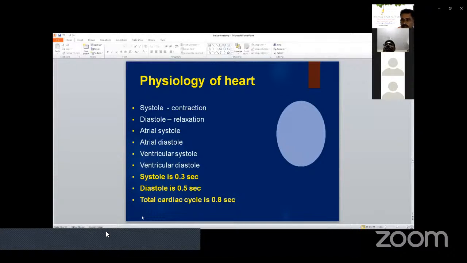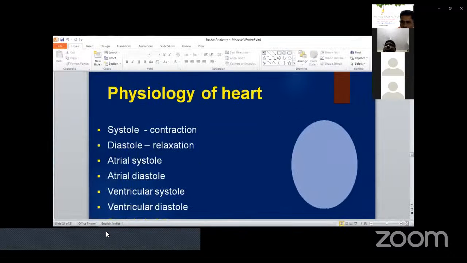So stroke volume means, first I have to explain what stroke volume is. The volume of blood ejected from the left ventricle is called stroke volume. Here you can see they have mentioned 70 ml of stroke volume per beat.